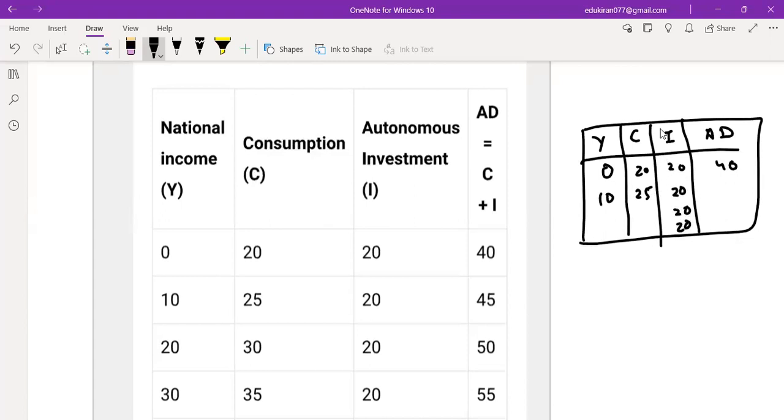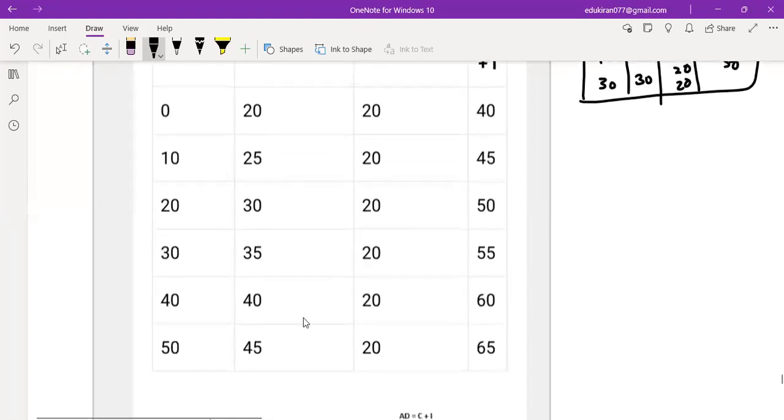No matter what, autonomous investment doesn't get affected by income. That's why it is autonomous. Whatever happens, I will be investing 20. Now consumption became 30. Over here, you add this 40, this becomes 45, this becomes 50, like this. Clear? This is how you will draw it till 50.